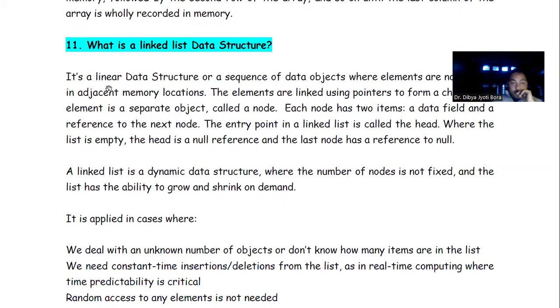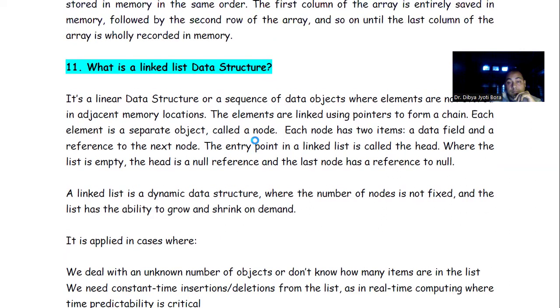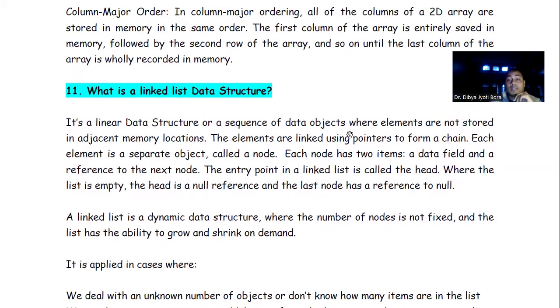Okay, let's come to the next question. What is a linked list data structure? Linked list. First of all, remember, a linked list is a linear data structure. This is a sequence of data objects where elements are not stored in adjacent memory locations. The elements are linked using a pointer to form a chain. So in the case of the linked list data structure, we use what? We use pointers.